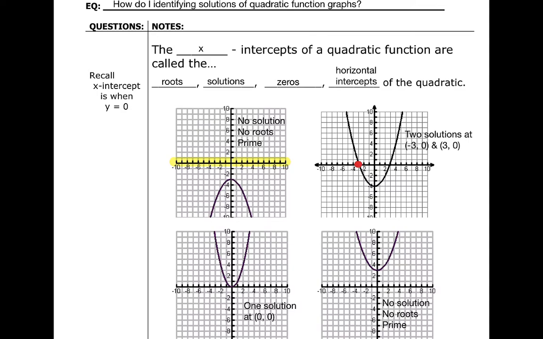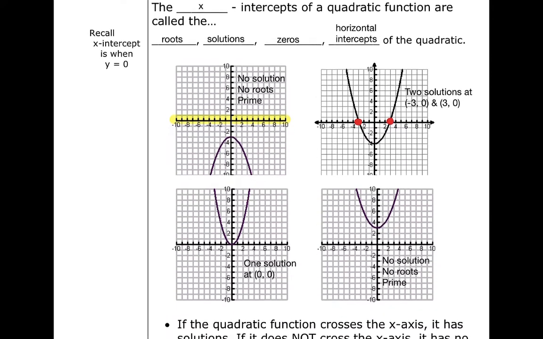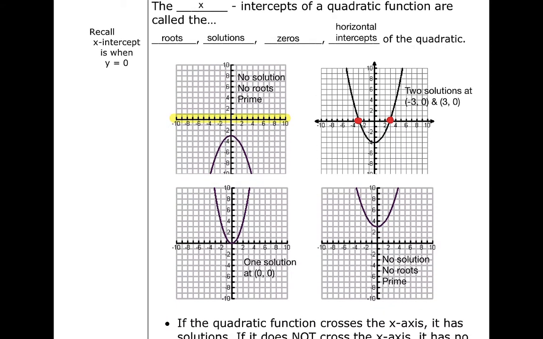Now, for the second one, we have two solutions, one right here at negative 3, 0, and the other at positive 3, 0. This is kind of like that perfect parabola in that it's balanced, right? And the axis of symmetry is right down the middle. So we have two solutions, which is going to be the most common situation for this week. There are usually two solutions because parabolas are U-shaped and cross the x-axis, this line, two times, usually.